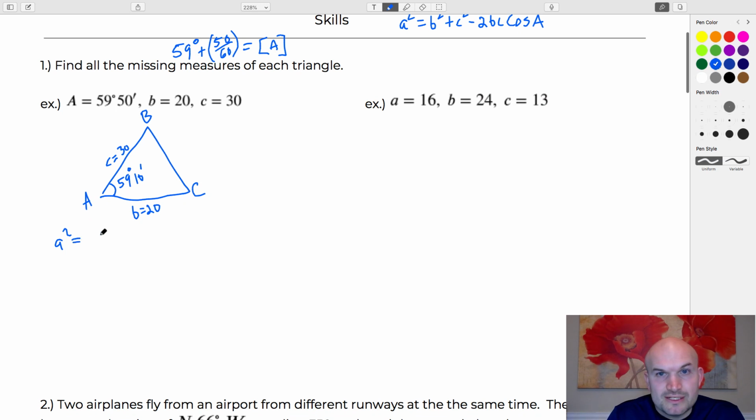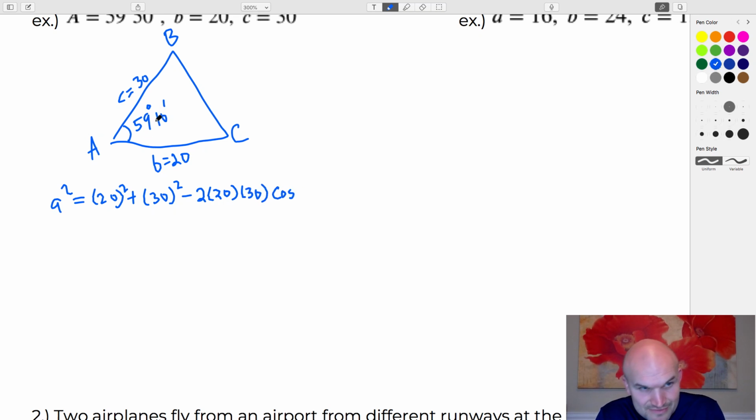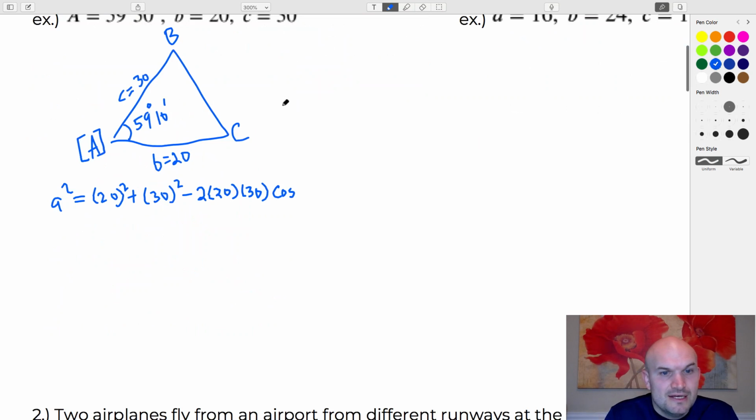So I'm going to get a squared is going to equal b squared, which is 20 squared, plus 30 squared minus, I'm going to zoom in, 2 times 20 times 30, and then times. Now, rather than writing in this 59, I saved that, right? I showed what this a is. So I'm just going to type that in, because when I type in my calculator, I'm going to type in the stored answer a, right? So we can just type this into our calculator.